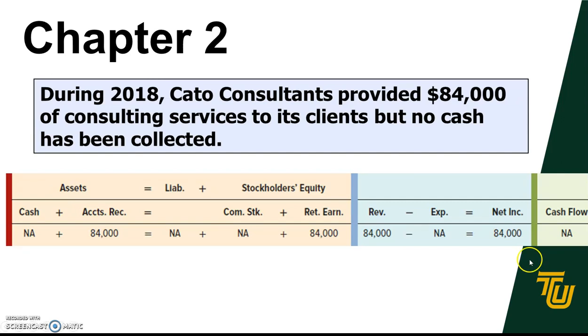Notice a few things also. Our retained earnings is going up for that revenue. Our accounts receivable account is going up for the fact that we did not receive payment from those customers. Notice, because cash was not impacted, there is no impact to our statement of cash flows. Okay? All right. Let's take a look at another transaction.